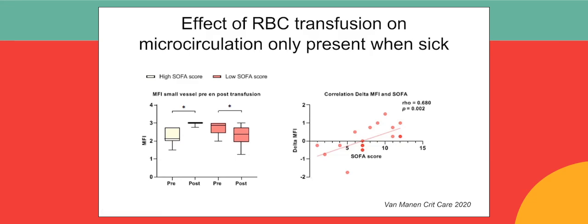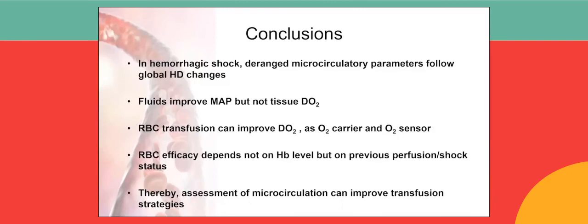The question is how to integrate this within your transfusion practice. I guess it makes the case for using not only hemoglobin, but also parameters of the microcirculation. But of course, how this relates to massive transfusion is still not yet ready for clinical practice.